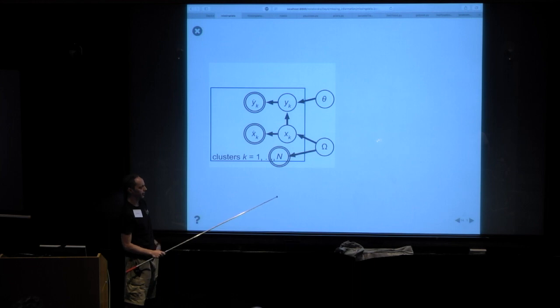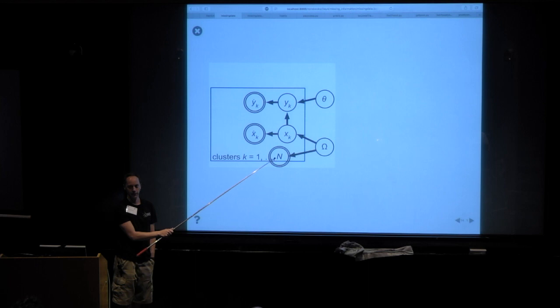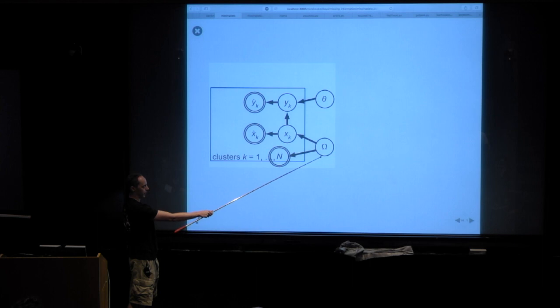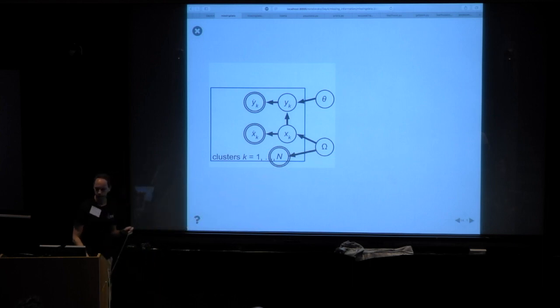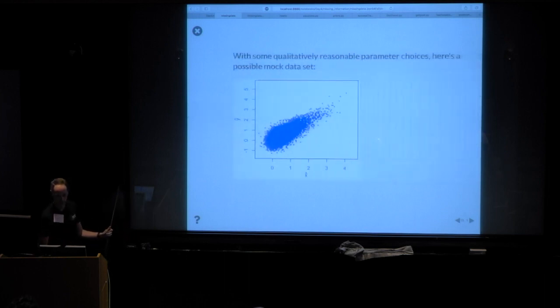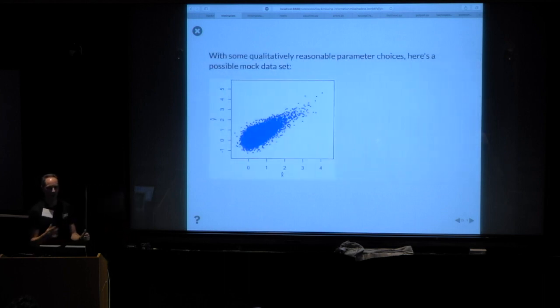And the one kind of funny thing here, which we haven't seen before, is I've decided that capital N is also data. That's the size of my data table. And this is actually predicted by the cosmological model. In fact, I'm going to go ahead and say that in this model, capital N is a Poisson draw from some expectation that omega will predict for me. And again, so far, we're pretending that we know what it is.